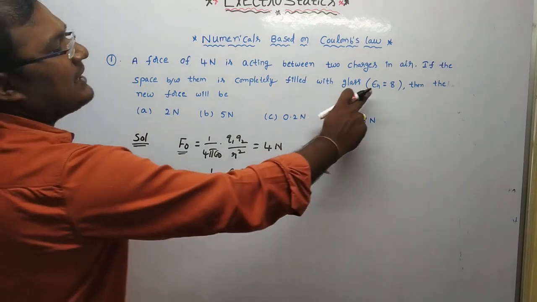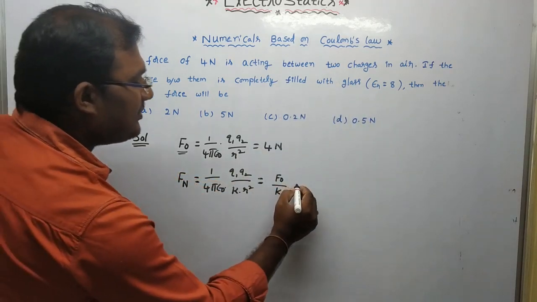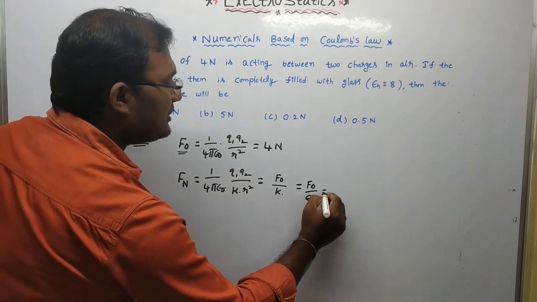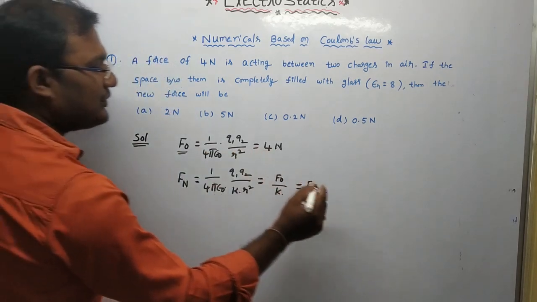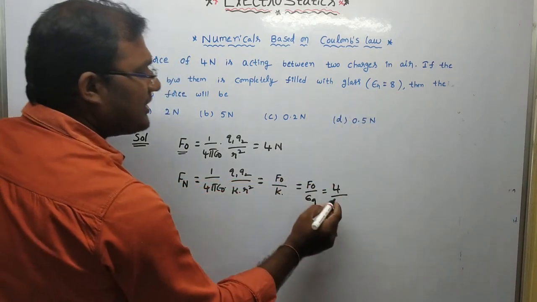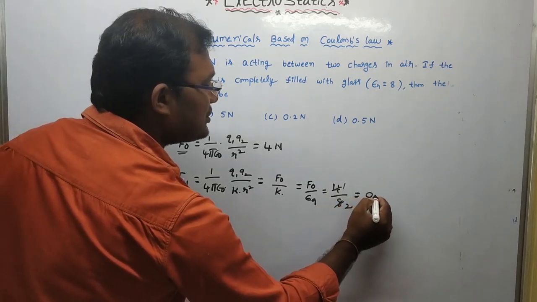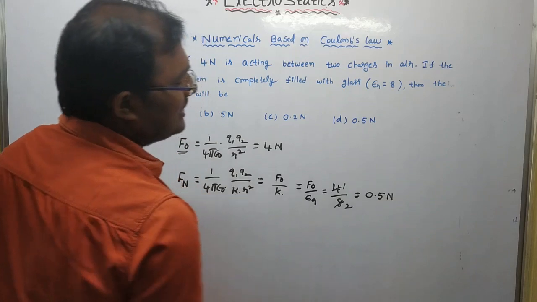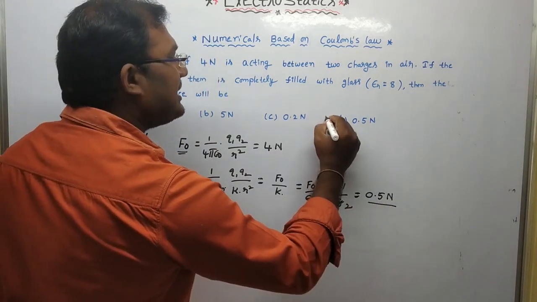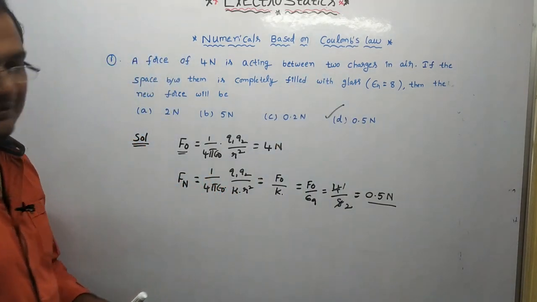That implies F naught by K. We know that the dielectric constant is nothing but the relative permittivity. That means F naught by epsilon r, where F naught is 4 newtons and the relative permittivity is 8: 4 ones are 4, 4 twos are 8, that equals 0.5 newtons. The new force will be 0.5 newtons. Option D is correct. Then we go for the next question.